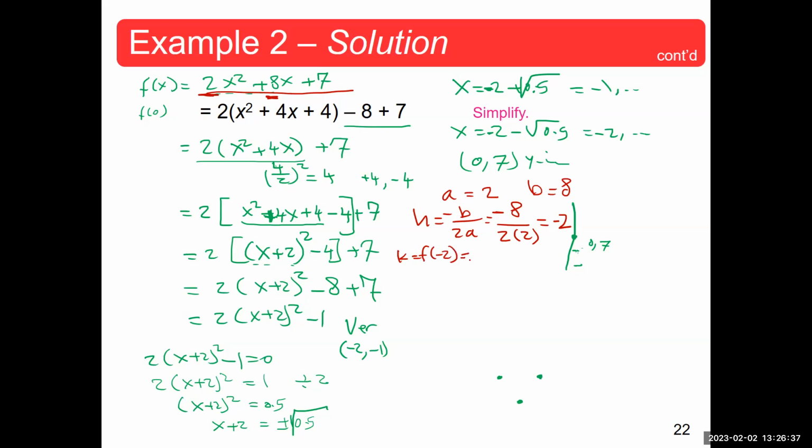Go back to the formula. That's equal to negative 2 squared, times 2, plus 8 multiplied by negative 2 plus 7. So this is 4 multiplied by 2 is 8, minus 16, because 8 times negative 2 is negative 16, plus 7. That's negative 8 plus 7, that's negative 1. So my vertex is negative 2 comma negative 1. Here it is, same answer. Same. Okay.